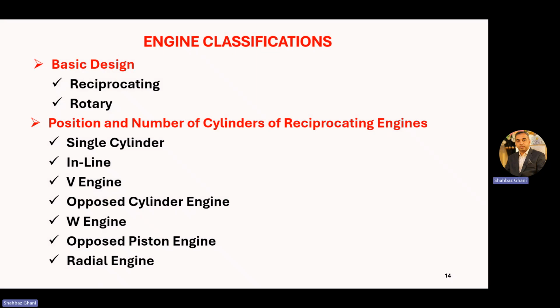Now, with respect to the basic design criteria, these are the reciprocating type and the rotary type. Now we can further classify engines with respect to the position and number of cylinders of the reciprocating engine: single cylinder, inline, V engine, opposed cylinder engine, W engine, opposed piston engine, and radial engine.